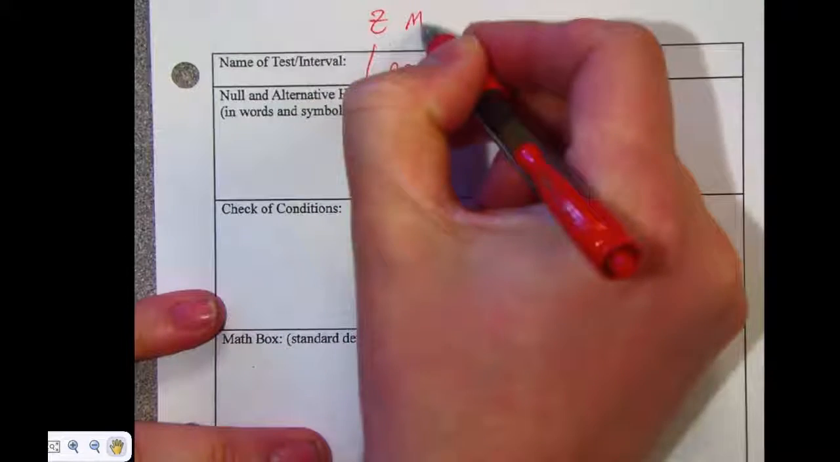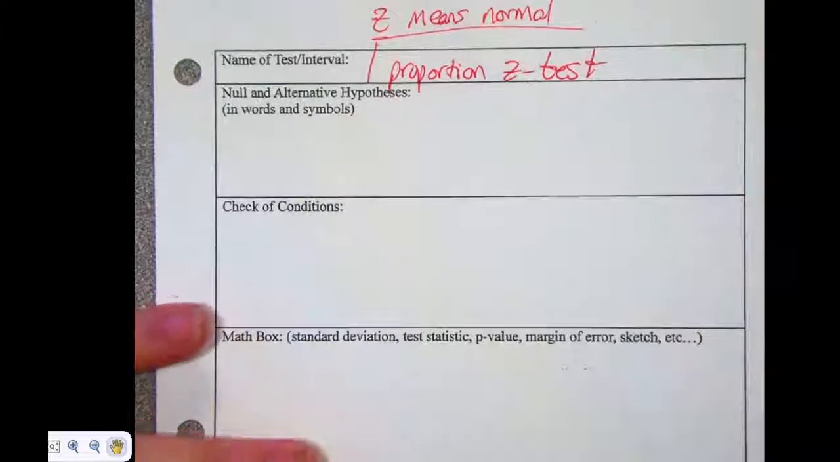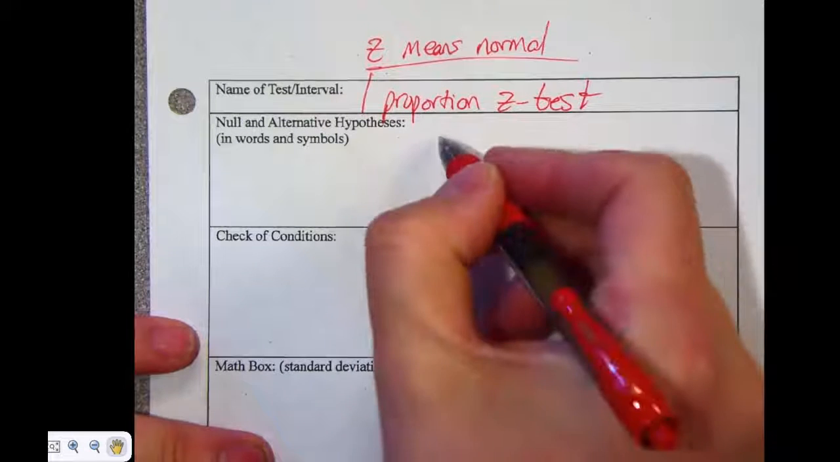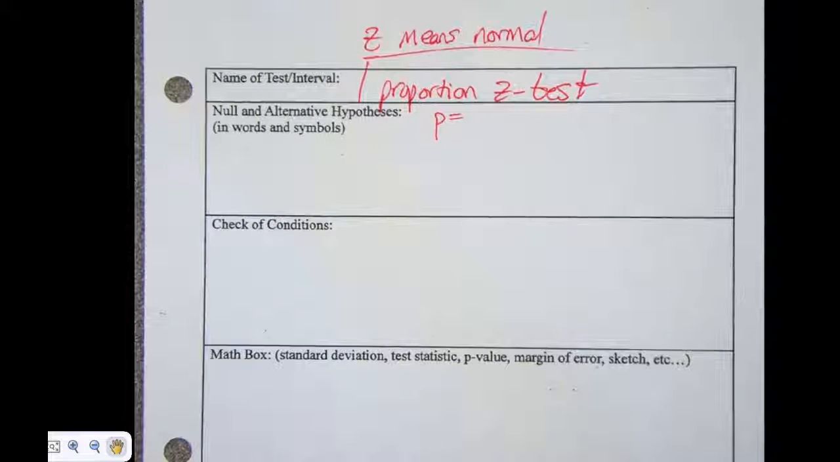So Z means normal. If you remember, when we were in means, we were doing the T distribution, which is a little more spread out, bigger variance, wider, because we're estimating the population standard deviation. This is normal, so we don't have to estimate anything. We know everything we need to know. So the first thing you have to do every time you see a problem now is decide, are we working in means or proportions? If it's means, you do T. If it's proportions, you do Z, which is normal.